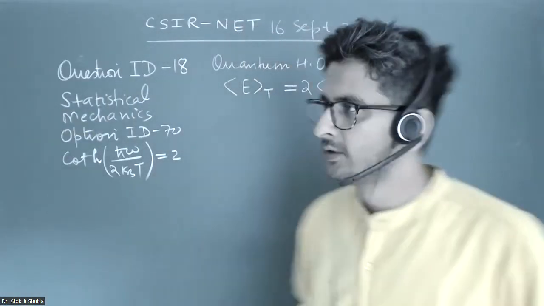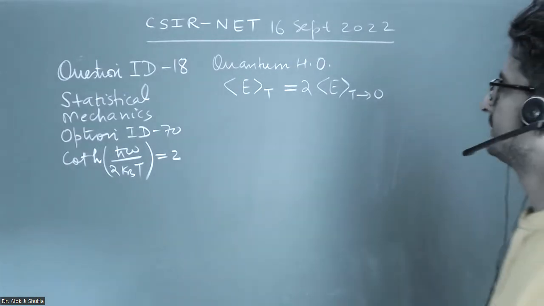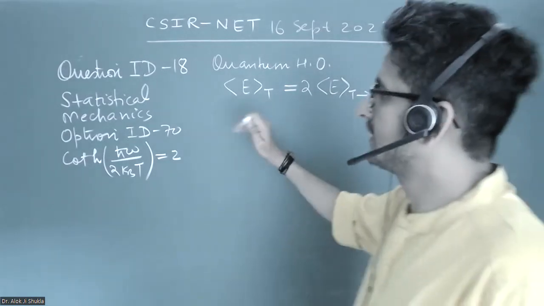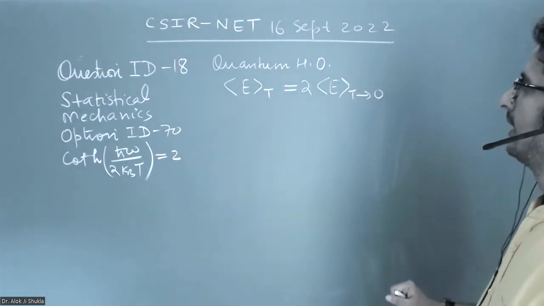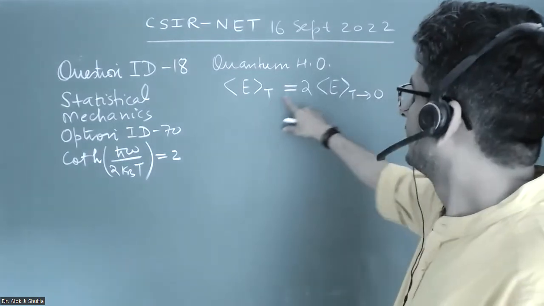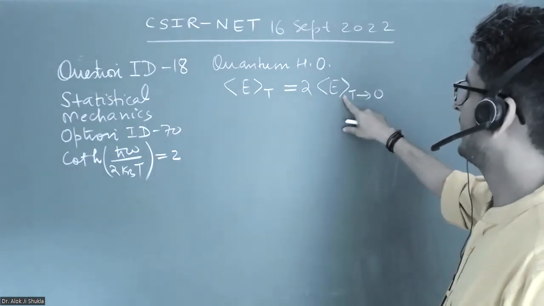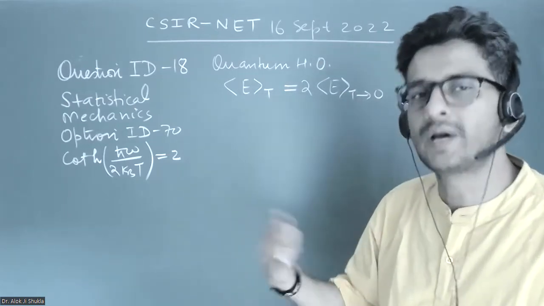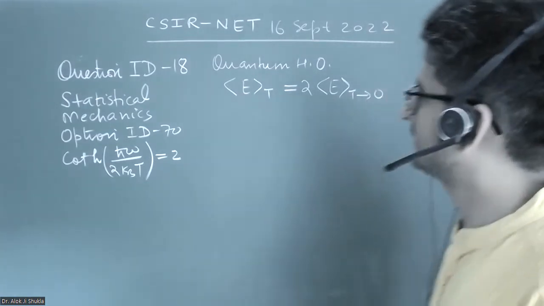Hello everyone. So I am going to discuss a question from CSIR NET 16 September 2022, and this question is from statistical mechanics, in which a quantum harmonic oscillator is given, and the average energy at some equilibrium temperature T is given to be equal to 2 times the average energy at T tending towards 0. That means the average energy of the system is twice the energy when the system is very cold. Okay, so let us calculate this.